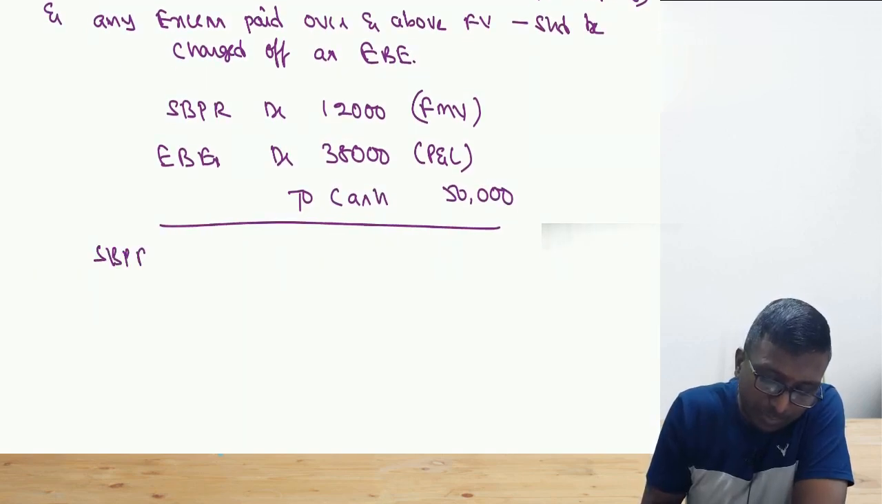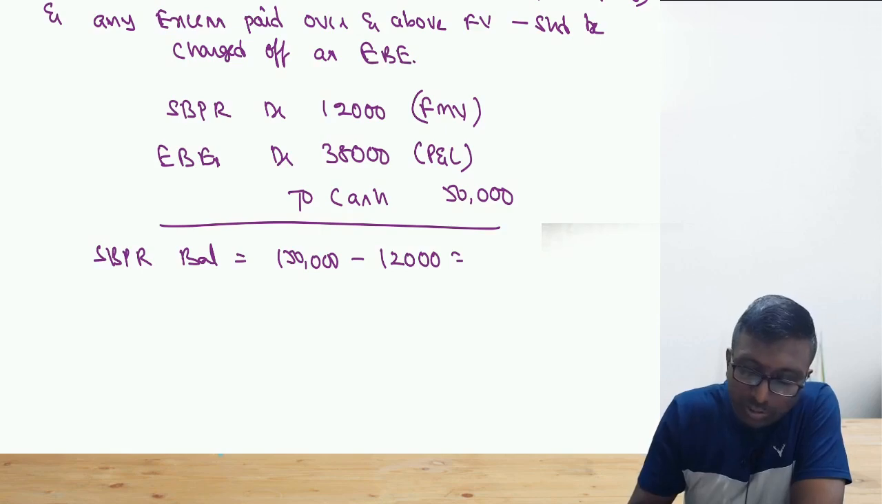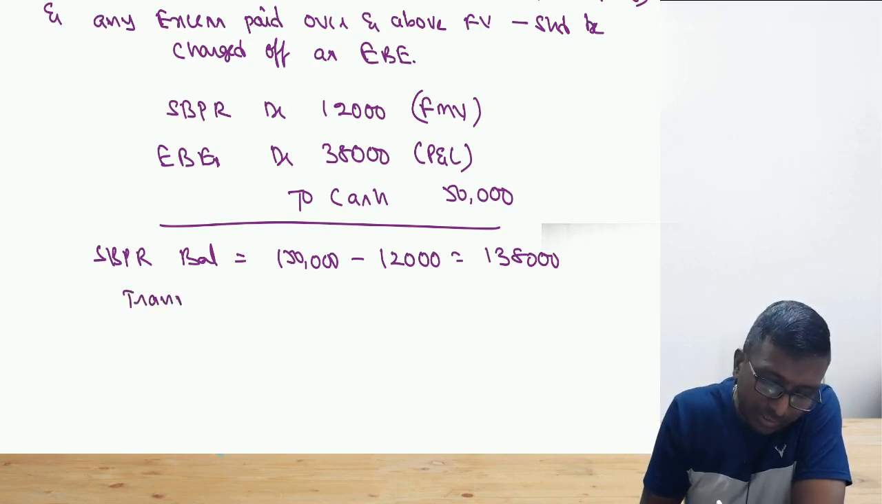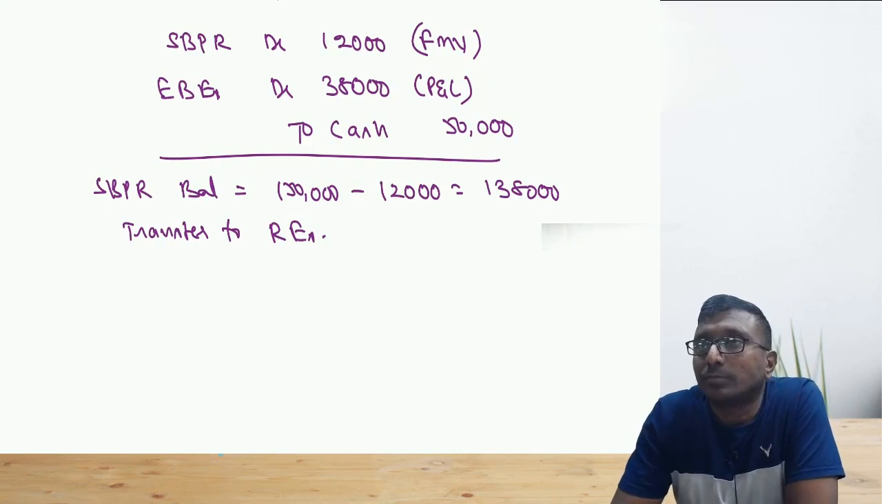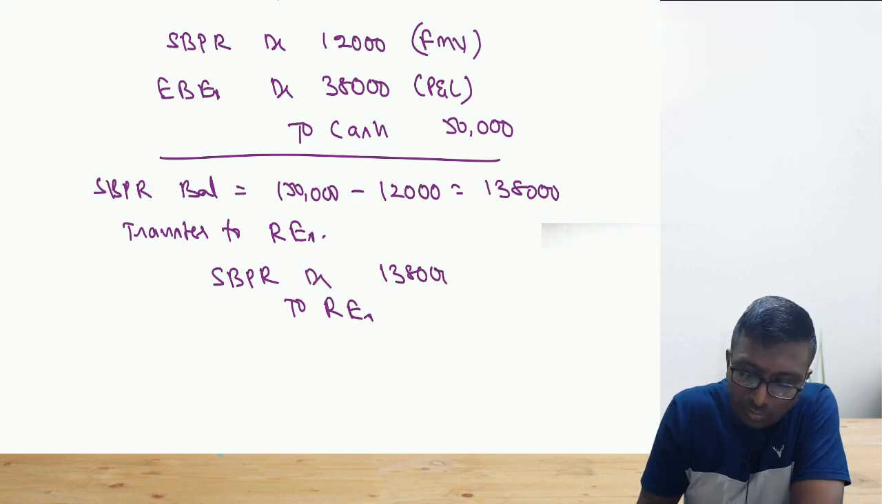So SBPR balance 1,50,000 was there, 12,000 used, 138,000 will be still there. Correct na? Transfer to retained earnings. Yeah. So SBPR account debit, retained earnings 138,000, 138,000.